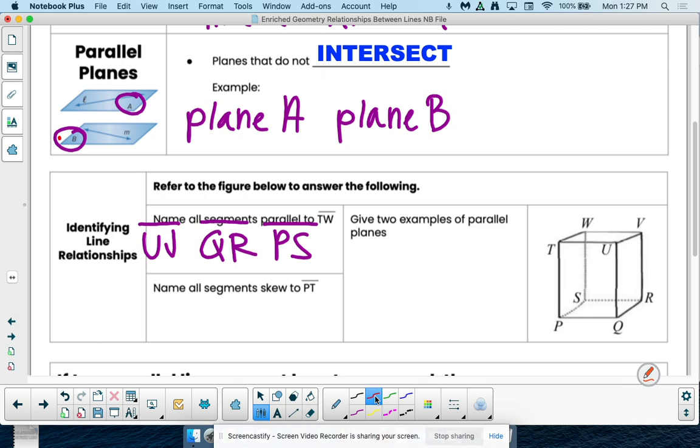Okay, name all segments skew to PT. Now this is probably the most confusing example of the day. Remember, skew means one's going up and down and one's going side to side. So they can't be parallel, but they also can't touch. QP and WS. Okay, so let's talk about QP. Does QP touch my red line? Yeah. So that doesn't work. SR is a good one. UV is a good one. WV's good. We're missing one. QR. Very good. We got them all.